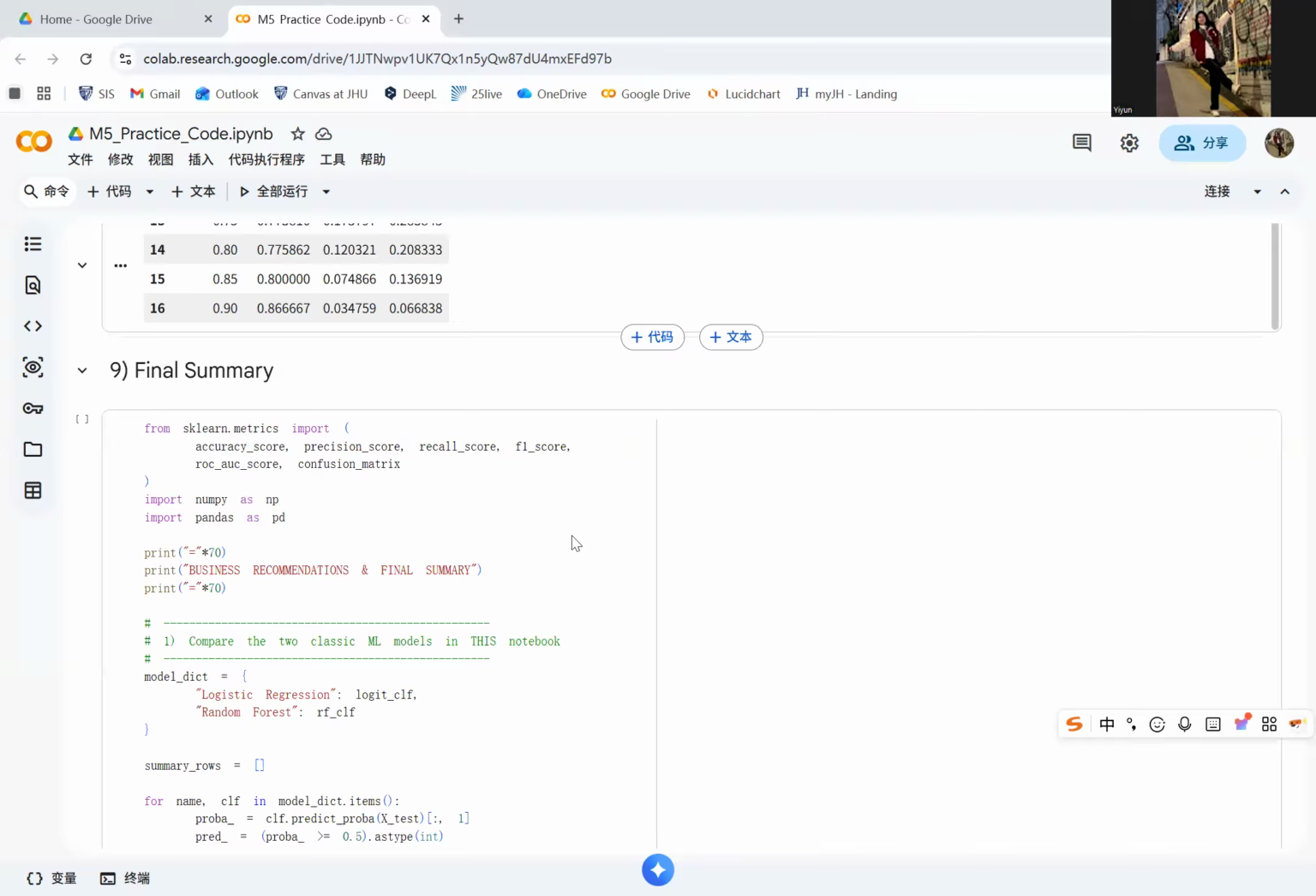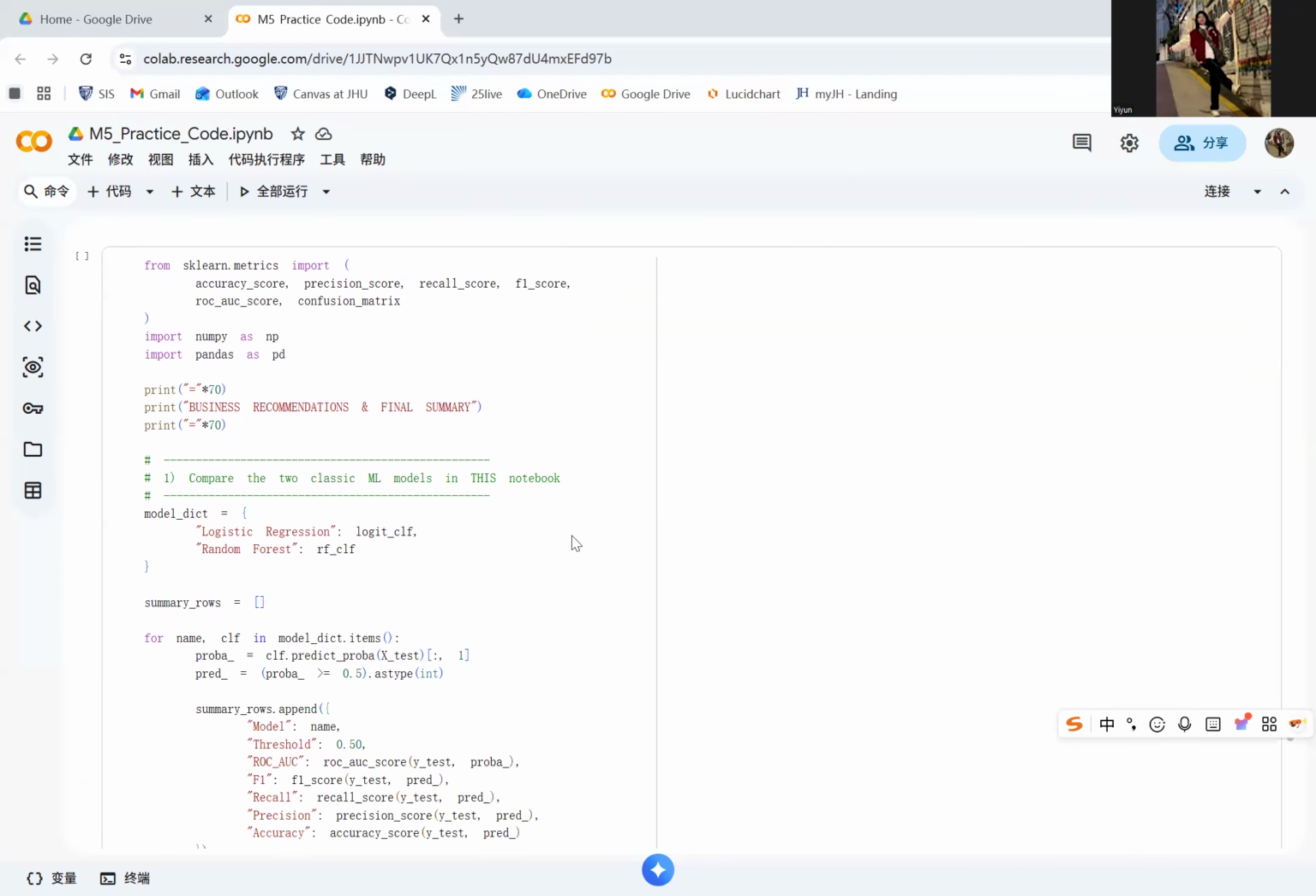In conclusion, this project demonstrates how machine learning models can be developed while incorporating responsible AI principles. By combining accurate predictions with transparency and fairness, the model can support responsible and informed decision-making in real-world business contexts. That's all. Thank you for listening.